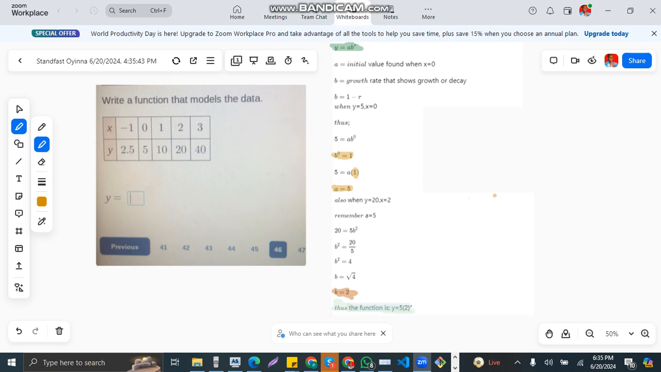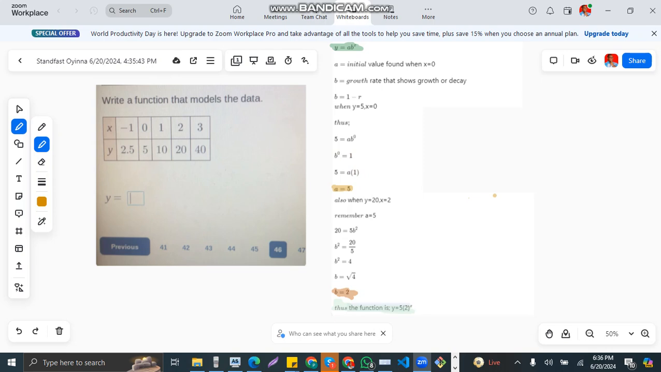So now a times 1 is a. This means that a is equal to 5. That's what it means. That is why I highlighted this. A is equal to 5. So we have found a in the standard equation of an exponential function. We have found a. Now we proceed.